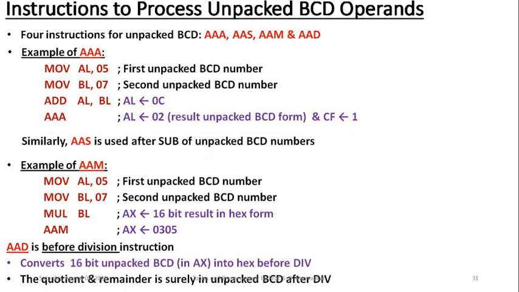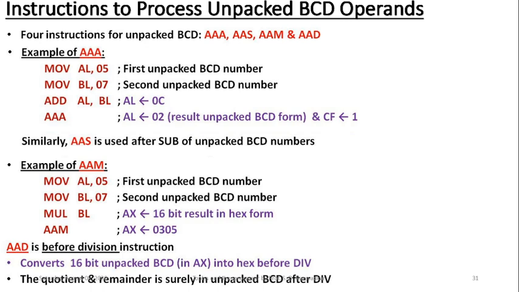Then the last unpacked BCD instruction here is AAD, that is ASCII adjust accumulator before division. It is a before-division instruction, clearly written there. And this particular instruction converts the 16-bit unpacked BCD value of the AX register into its corresponding equivalent hexadecimal value before performing division.